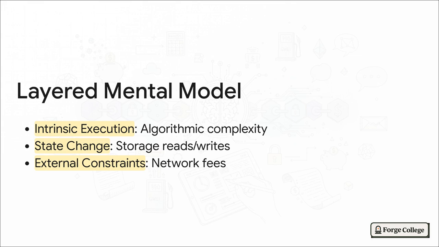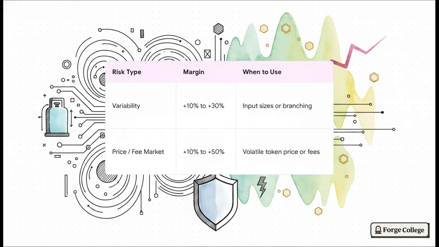Finally, you have external constraints, your network fees. This is the totally volatile price of the fuel needed for the delivery truck. Breaking it down like this, it instantly clarifies exactly where your team can actually optimize. Now, what's really brilliant about this setup is how cleanly it separates our safety margins.